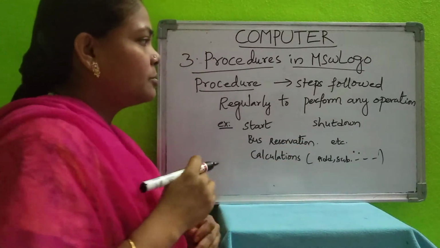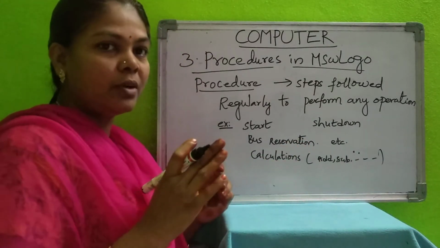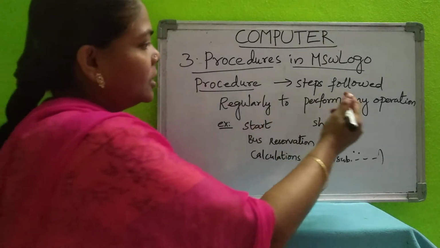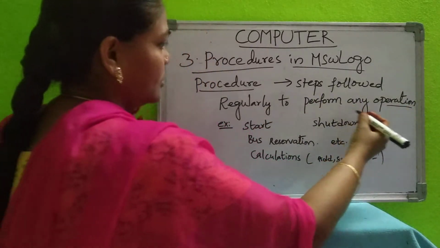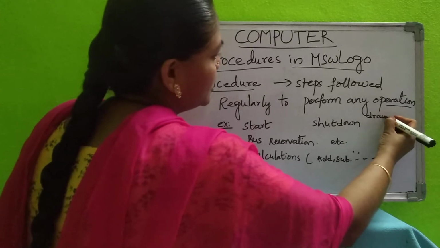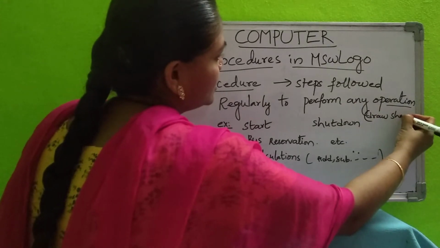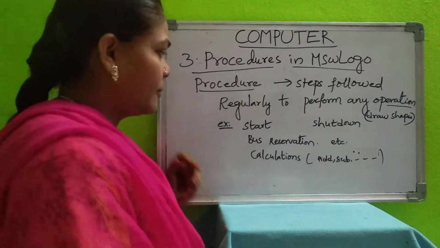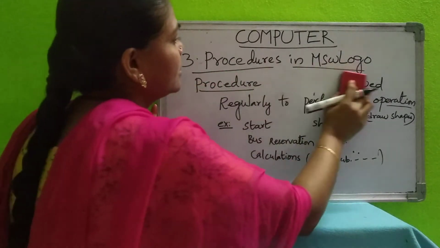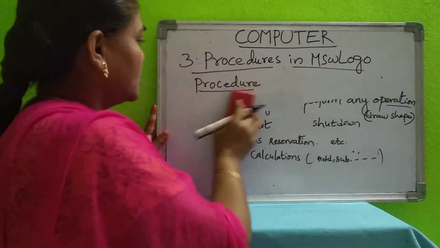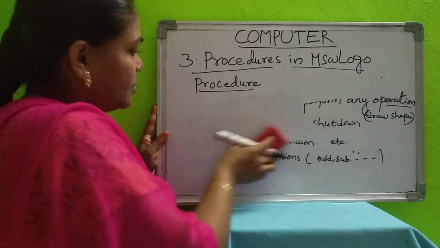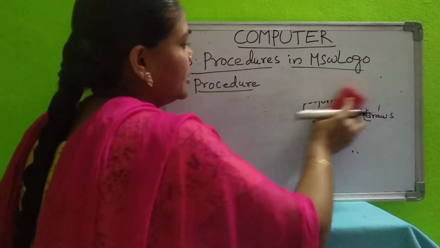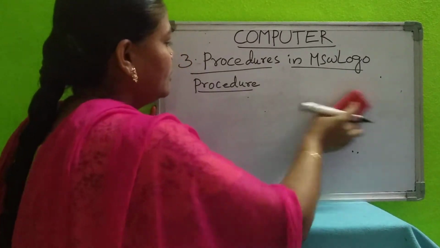So whatever steps we follow regularly to perform any operation or to do any calculation, here it is to draw shapes. Okay, so here we will draw the shapes now. That is called a procedure. Now we will see what the steps in that procedure are, how to draw any shape using this procedure. So in a procedure, 3 steps are there. 3 steps we have to follow.